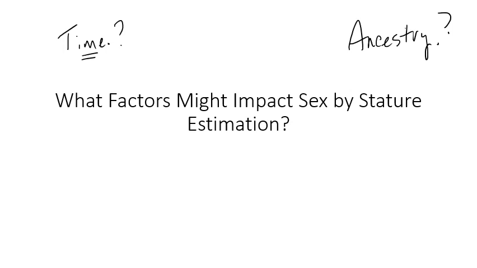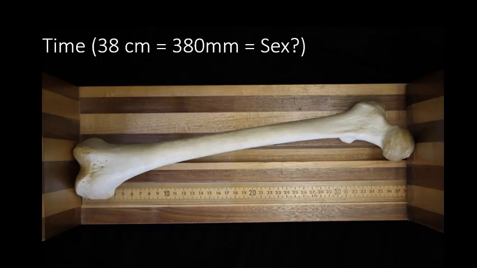So let's look at a couple of examples here really quickly. All right, so this is how we measure a femur. It's measured in a measuring box, a sliding box, and here we see the individual.